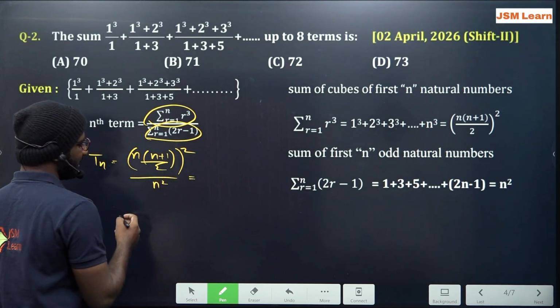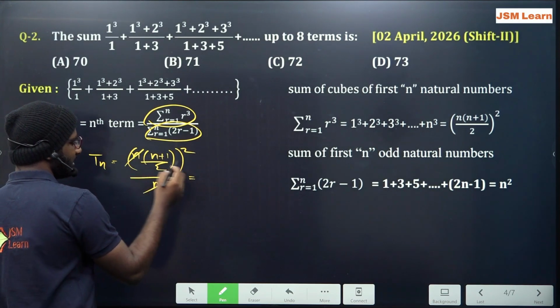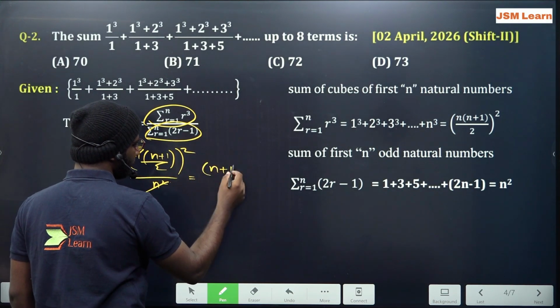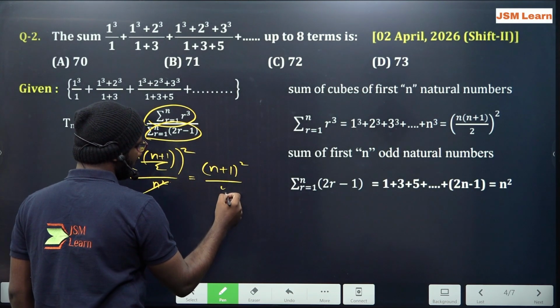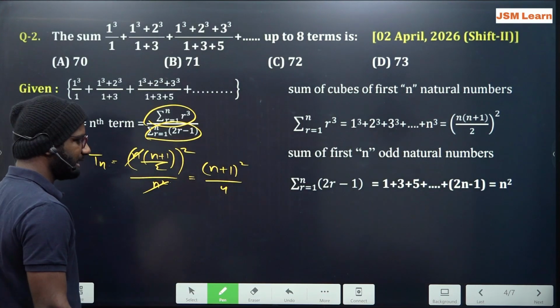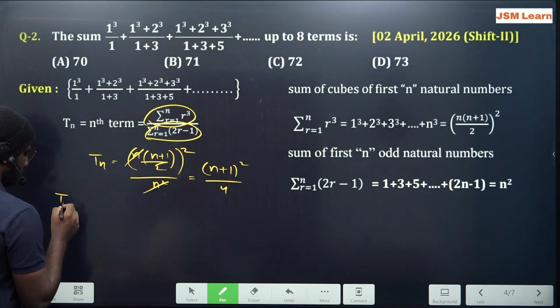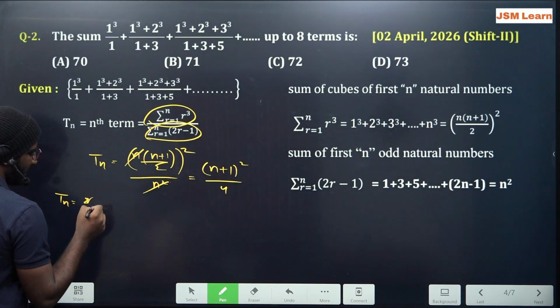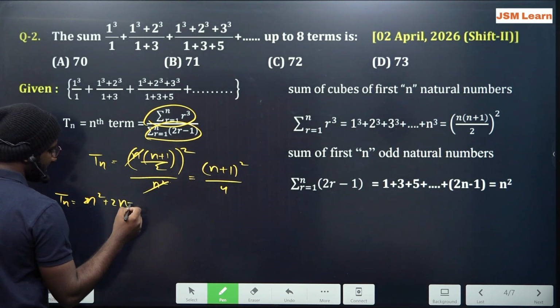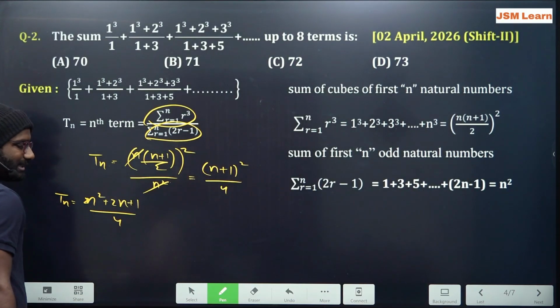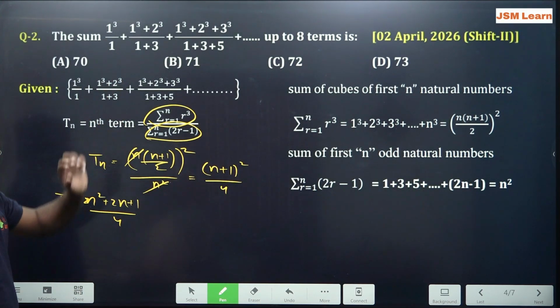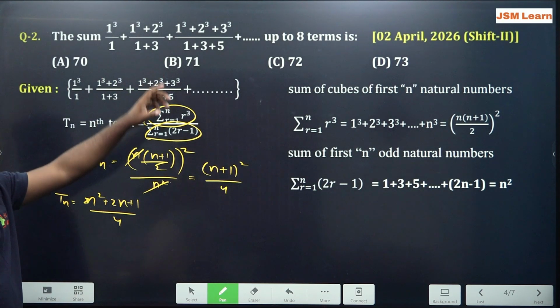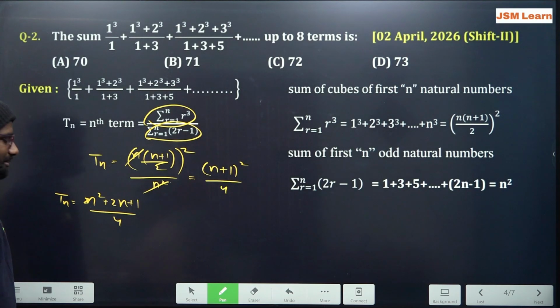On simplifying this, we get ((n+1)/2) whole squared, that is equal to (n+1) whole squared by 4. On expanding this, we get (n squared plus 2n plus 1) by 4 as the nth term of this sequence. We are going to find the sum of 8 terms.